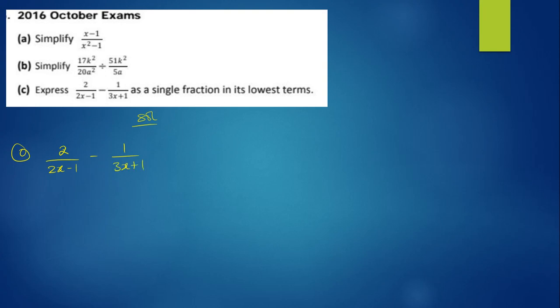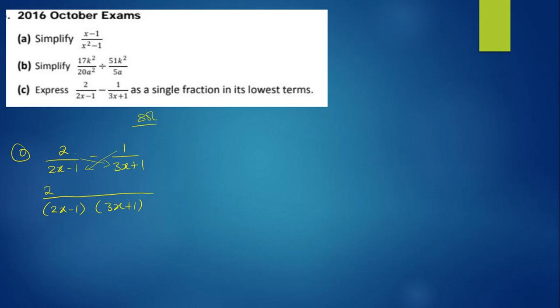So here what do you do? You need to draw a line like that, and then you need to find a common denominator in which 2x minus 1 and 3x plus 1 can go without leaving a remainder. So here, when you're having such type of equation, you just have to drop the same thing. 2x minus 1 down, then 3x plus 1 down like that. And then here, what do you do? So you know that these two will go with this, and then this one will go with that.